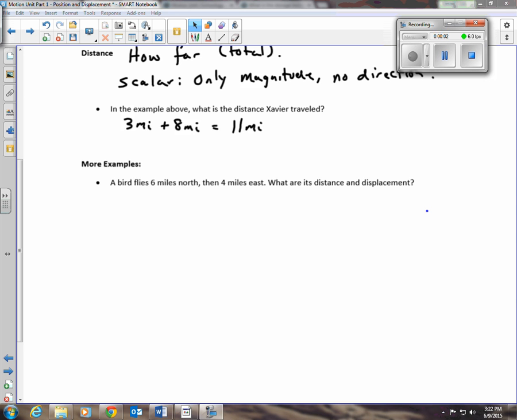Okay, we're going to continue talking about distance and displacement. We're going to start with this example. I have a bird flying 6 miles north and 4 miles east, and I want to know its distance and displacement. So I'm going to make a sketch here.